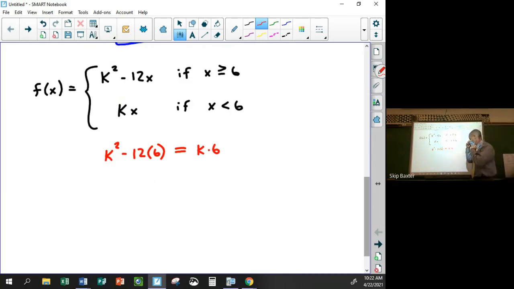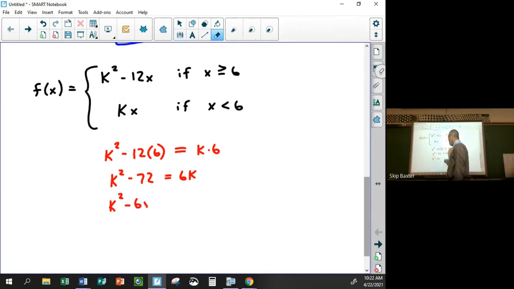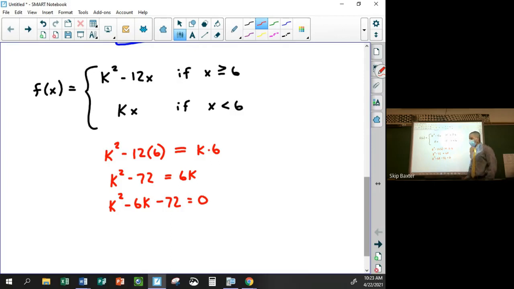Okay, so this is a little bit more complicated example because it ends up being a quadratic that you have to solve for k. K squared minus 72 equals 6k. How do I solve a quadratic like this? You get them all on the same side. Yeah, standard form. So k squared minus 6k minus 72. Yeah, and then hopefully it factors.